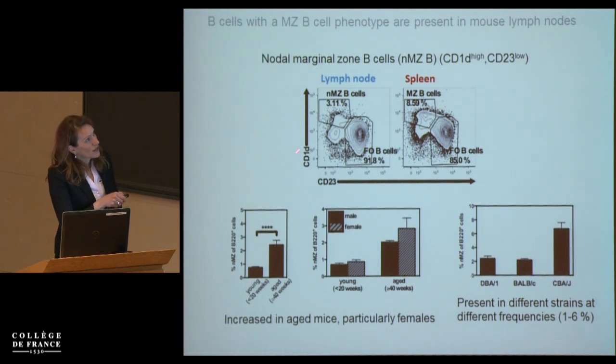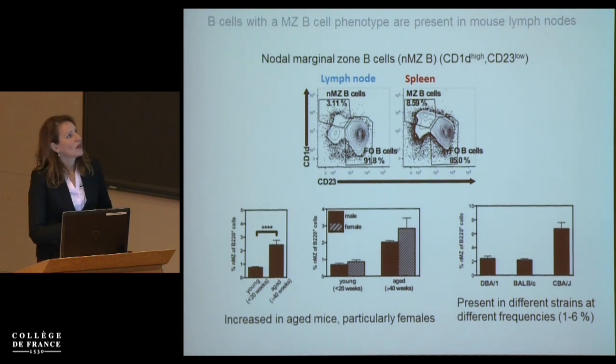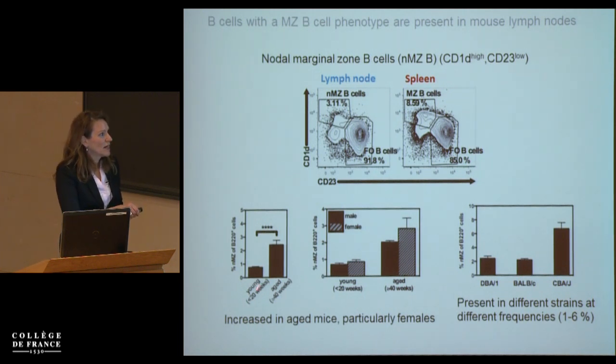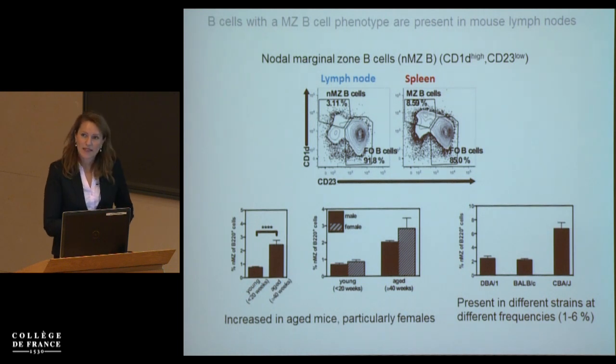We used the same markers that we did before, CD1d high and CD23 low, and actually we could detect this population. I have this diagram to show that it looks pretty much similar. So mice seem to have marginal zone B cells in the lymph node, but it's a rare population. We investigated young mice and saw that the population was really small, about 1% of the B cells in the lymph node. But in old mice, this was increased to double the amount.